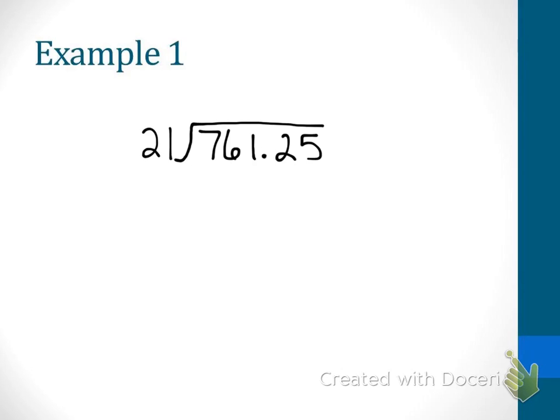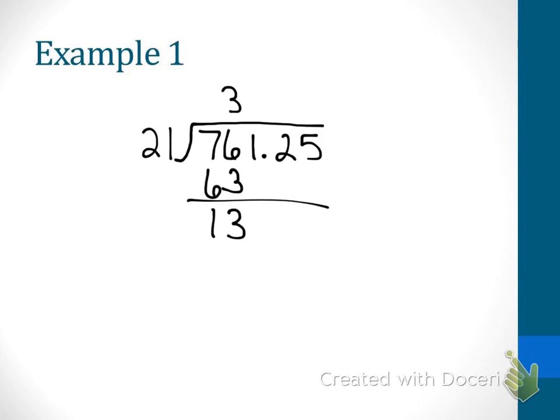We need to ask ourselves, we're going to go one digit at a time for the dividend. Does 21 go into 7? No, it doesn't. Does 21 go into 76? Yes. So we can kind of round. Well, 21 is close to 20, and I know 20 times 3 is 60, but times 4 is 80, which is a little too high. So I'm going to try a 3.